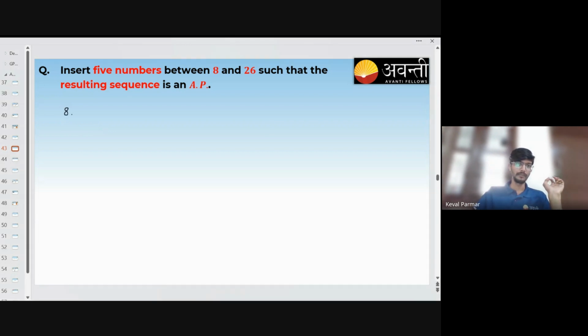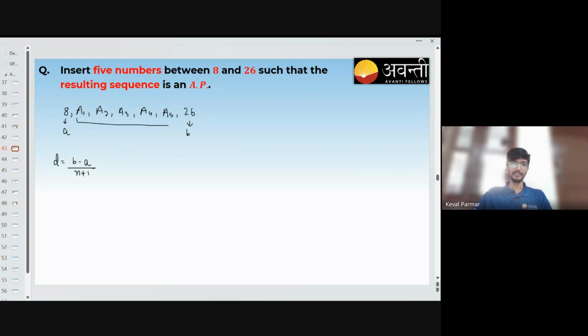So let's say the 5 arithmetic means are A1, A2, A3, A4, A5, and 26. So the total number of terms is 7, because 5 arithmetic means plus 8 and 26 make 7 terms. This is the first term, capital A. This is the last term, which is B. So what will be the difference? D will be equal to B minus A upon n plus 1.